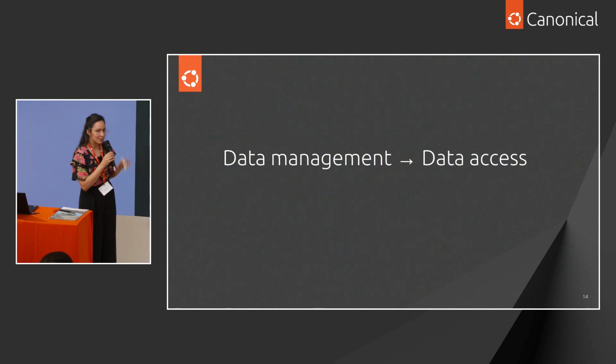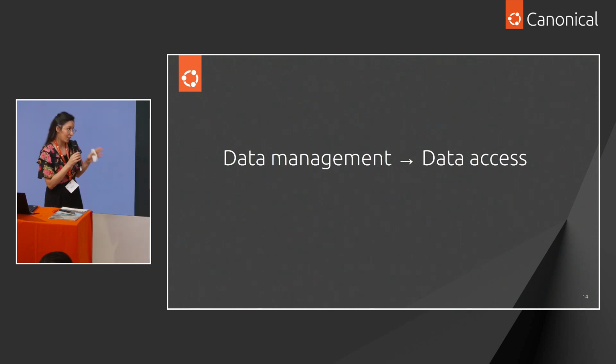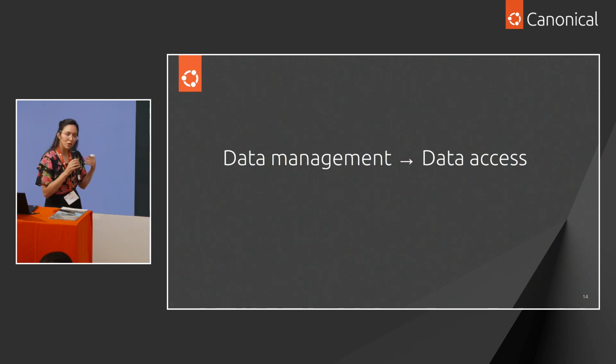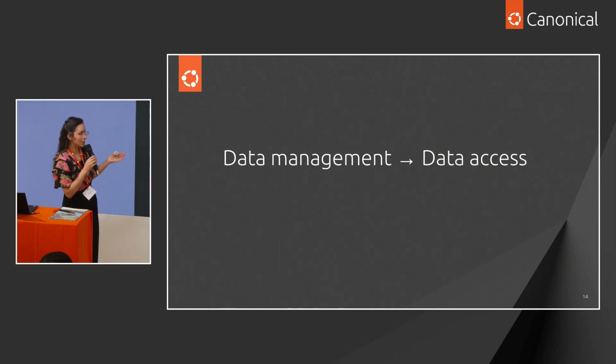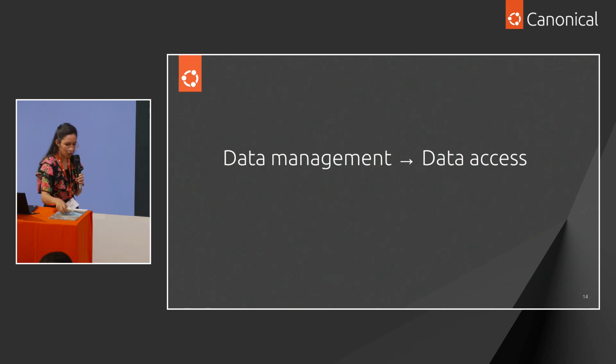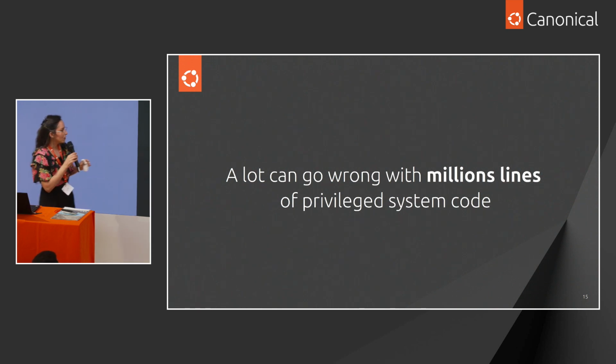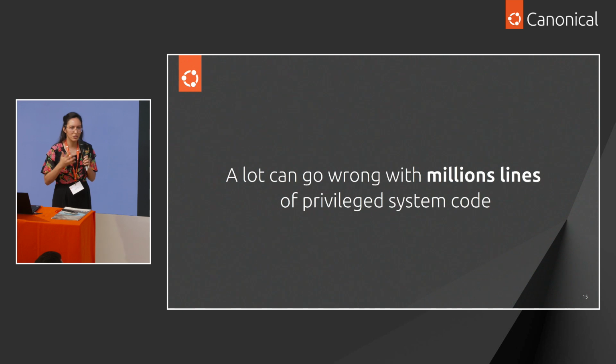This assumption is exactly what confidential computing breaks. The host operating system, the hypervisor, can continue and go on giving you data management capabilities, but it no more can have access to your data and code. The reason it is very important that we break this assumption is because a lot of things can go wrong with the millions of lines of code of privileged system software that resides within any platform.